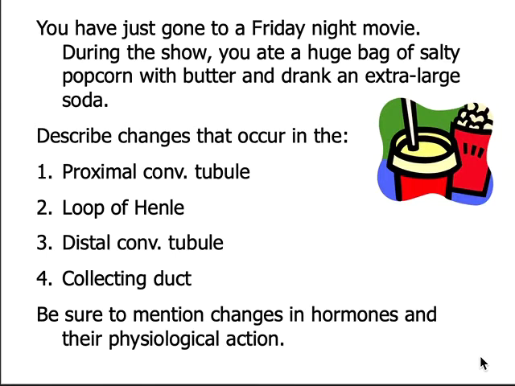Hi guys, last video I asked you to work on this question. So let's see what you got. What did you say happens in each area? The proximal convoluted tubule, the loop of Henle, distal convoluted tubule, collecting duct.